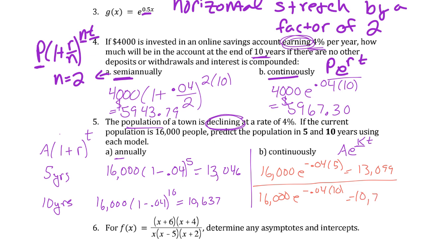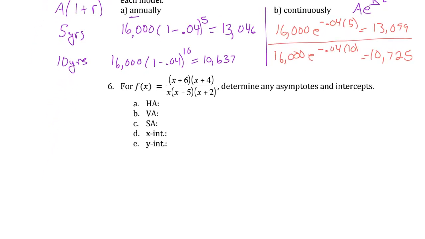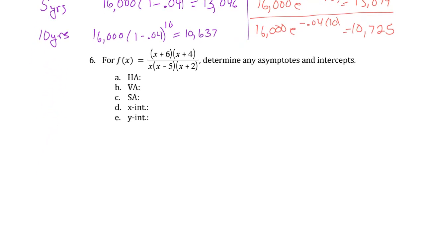We've got 10,725 people. So that's how you do it. That's a lot of memorizing the equation, knowing what the equations are, what to plug in, using your calculator to solve it. So number 6 is bringing back in some stuff from chapter 2.